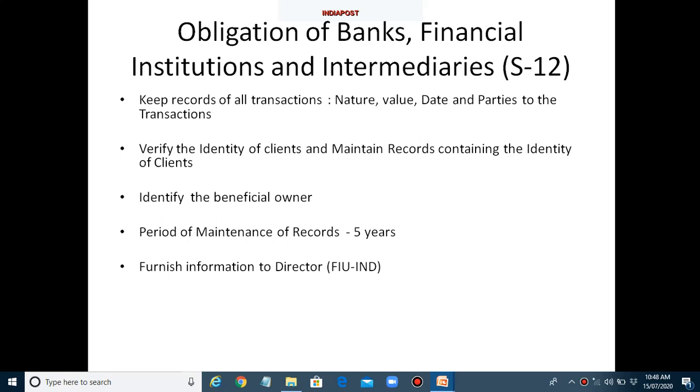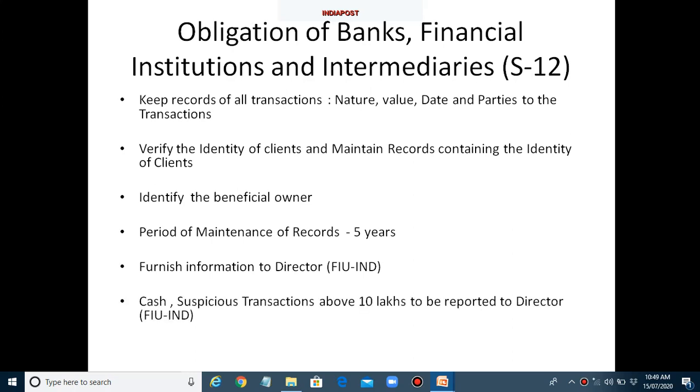And we have to furnish the information to the Director FIU. FIU means Financial Intelligence Unit India in the prescribed proforma and within the prescribed time limit. That we will discuss later. What is the time limit? What are the reports to be submitted? That we will discuss later.